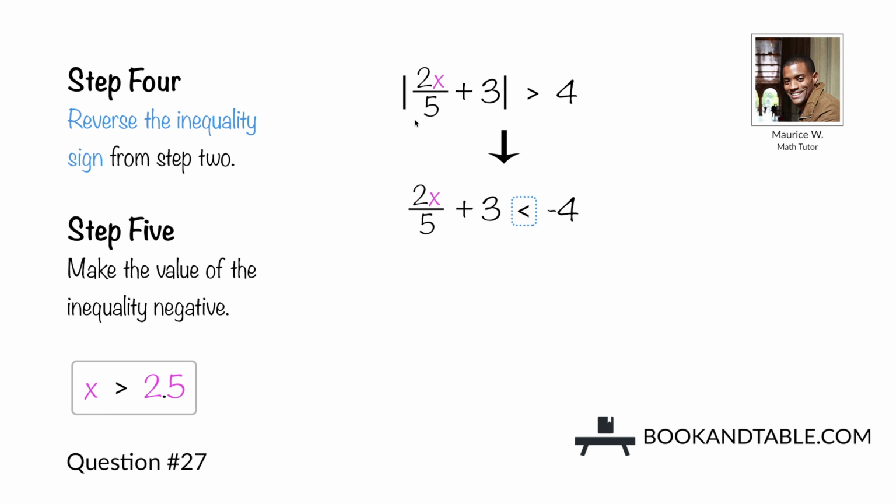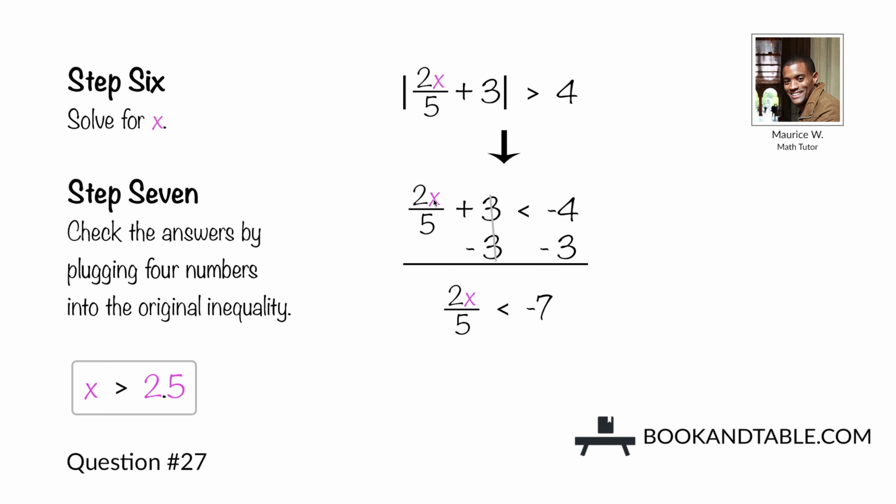Now we go back to the inequality where our absolute value term is on the left and we have a positive value of 4 on the right. So now we remove the absolute value sign. We reverse the inequality sign from step 2. And then step 5, we make the value of the inequality, which is positive 4, negative. So we wind up with negative 4, giving us the second inequality we want to solve for. So step 6, solve for x.